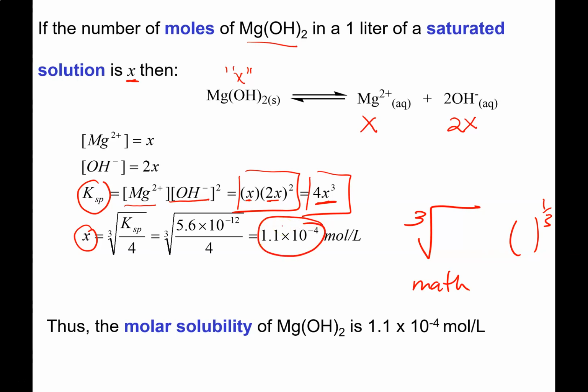Because the Ksp is like 10 to the minus 12. When I do get the molar solubility, it's 1.1 by 10 to the minus 4. So that's a small number consistent with my tiny little Ksp.